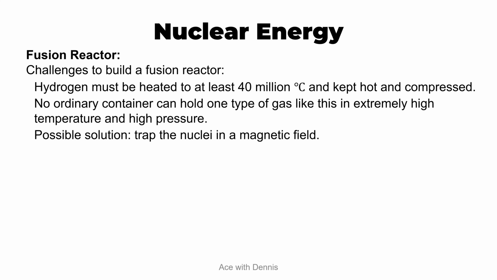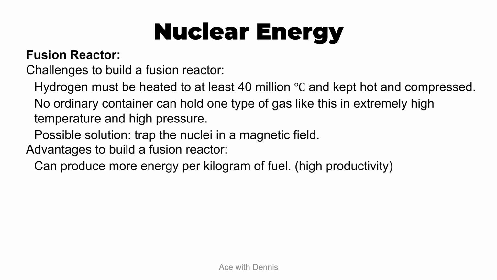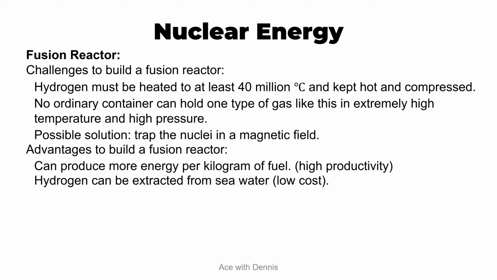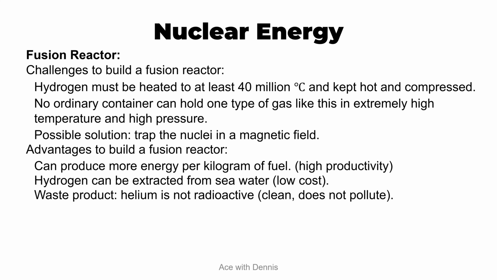So since there are so many challenges to build a fusion reactor, what are the advantages to build a fusion reactor compared to fission reactor? Number 1, it can produce more energy per kilogram of fuel, hence it has high productivity. Number 2, hydrogen can be extracted from sea water, hence it is very low cost.